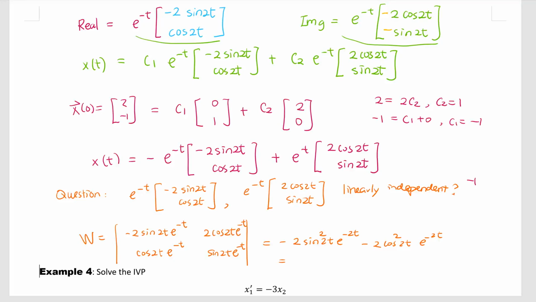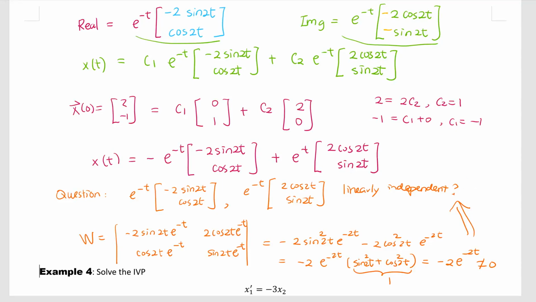Do you see what happened? You can factor out -2 e to the -2t, and then you get sine 2t squared plus cosine 2t squared. And that is 1. So you get -2 e to the minus 2t. And this guy is never 0. -2 is not 0. Exponential function is never 0. So we get the Wronskian. It's not 0. So yes, they are linearly independent.